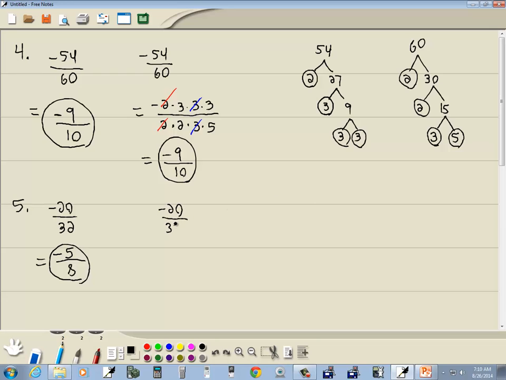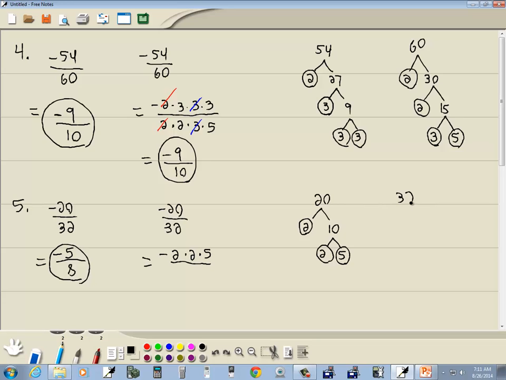If I use my prime factorization to simplify it, come over here with 20. 20 is divisible by 2. 2 times 10. 2's prime, so we circle it. We're still on our first prime, 2. This is divisible by 2 since the last digit is 0. 2 times 5. 2's prime, so we circle it, and 5's prime, so we circle it. So we'll have the negative remains there, 2 times 2 times 5.